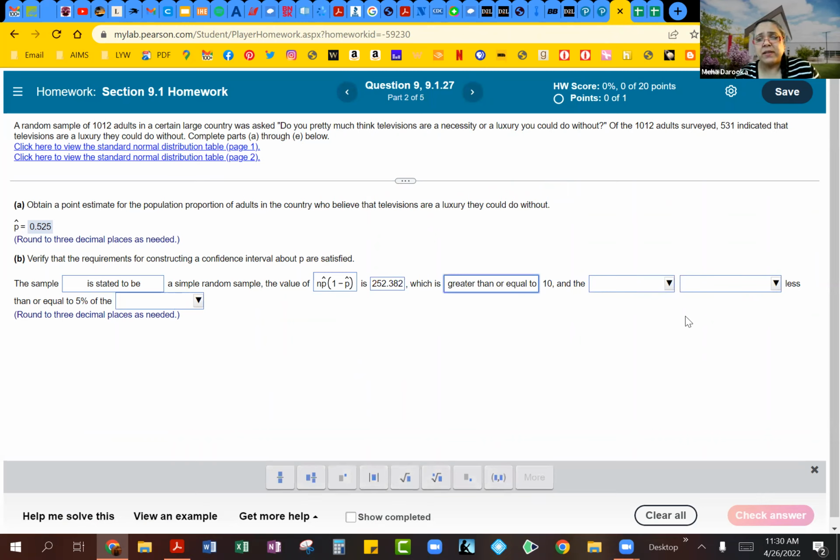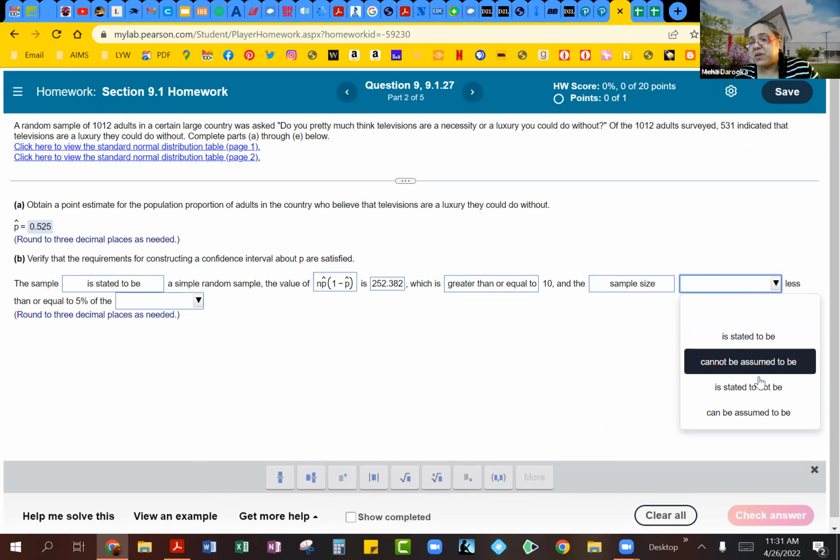Now for the third one, this is where we have to determine if the sample size is going to be less than or equal to 5% of the population. So this one here, we're going to say sample size. Now, guys, if you again go back to the problem, they're telling us we have a random sample of 1012 adults in a certain large country. So they're specifying it's a large country. So in this case, they're not telling us if our sample size is going to be less than or equal to 5% of the population size.